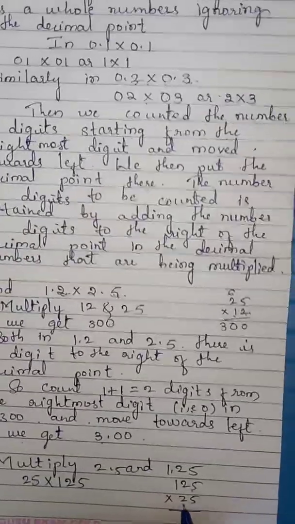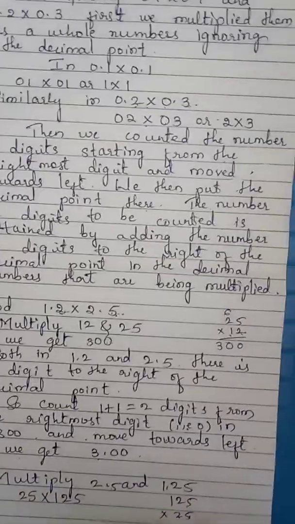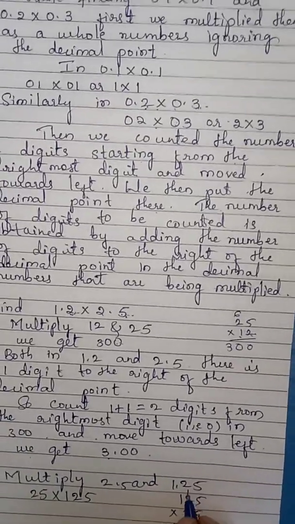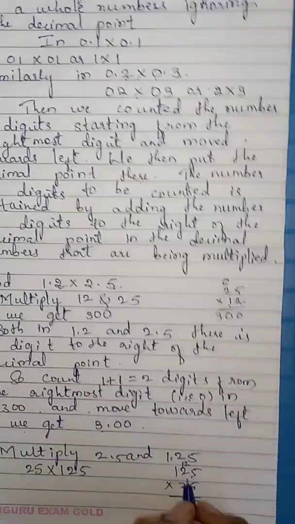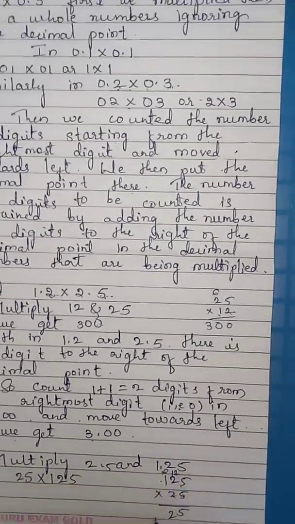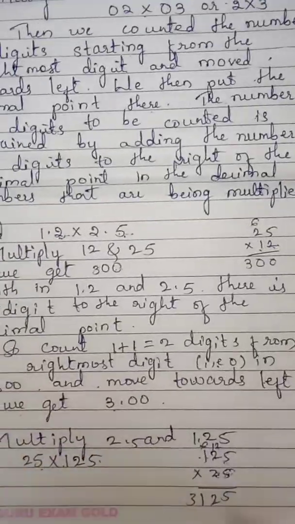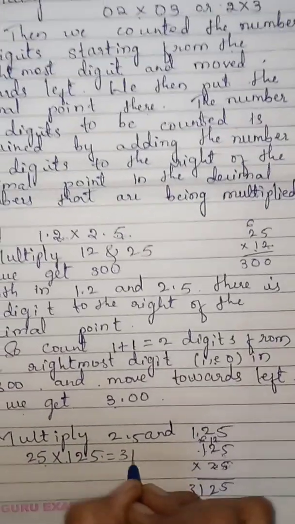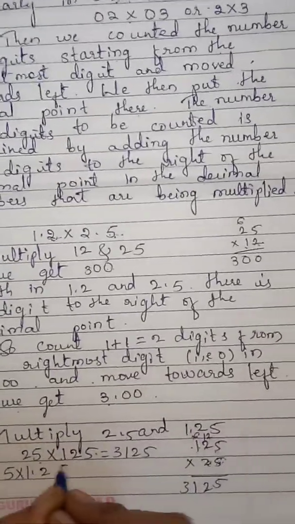See, here you will get 25 5s are 125, 12 carry here 5, next 25 2s are 50, 50 plus 12 62, 25 1s are 25 plus 6 31. See children, 25 into 125 here equals 3125.